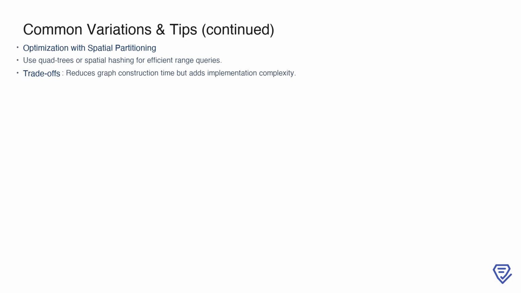These methods allow for efficient range queries when determining which bombs are within the detonation radius of others. By partitioning space, you can significantly reduce the time spent constructing the graph, especially in cases with a large number of bombs. However, this added efficiency comes at the cost of increased implementation complexity. Such methods are generally most useful when the input size is large, and the constraints demand a more scalable solution.